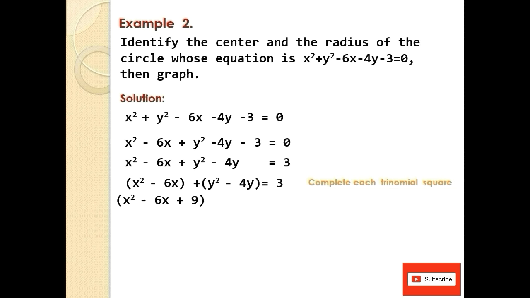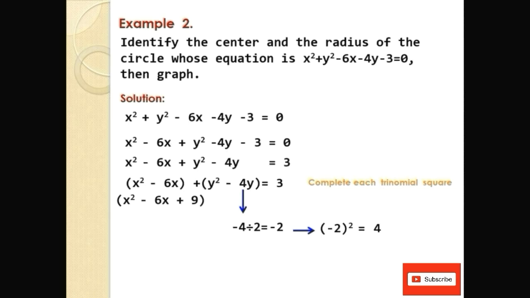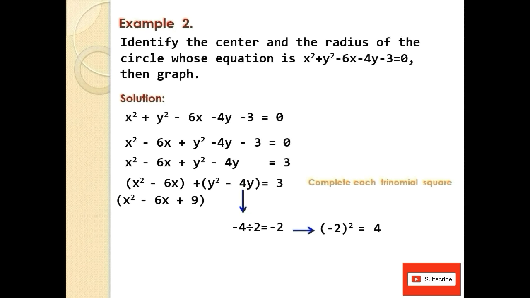We will do the same on the other quantity. So again, we take the value of the second term and then we divide it by 2. So negative 4 divided by 2 is equal to negative 2. Then we square it. Negative 2 squared is equal to positive 4. Therefore, we will add positive 4 to complete our second perfect square trinomial.